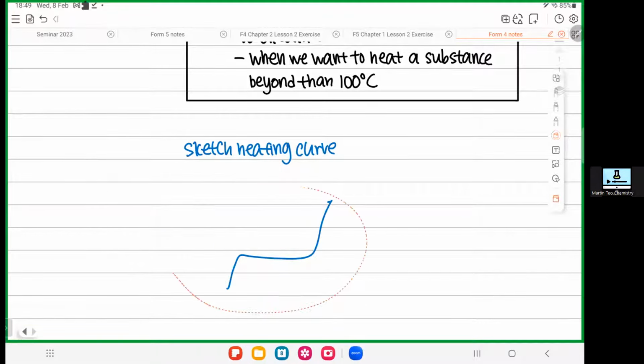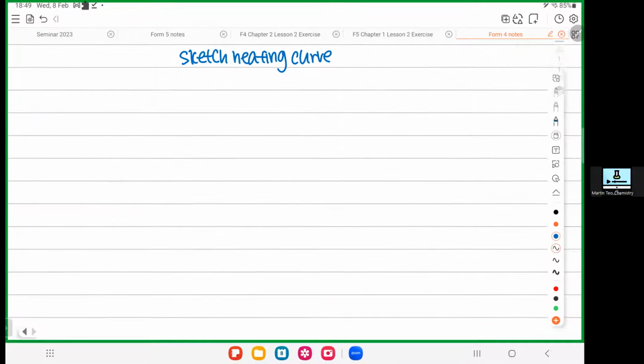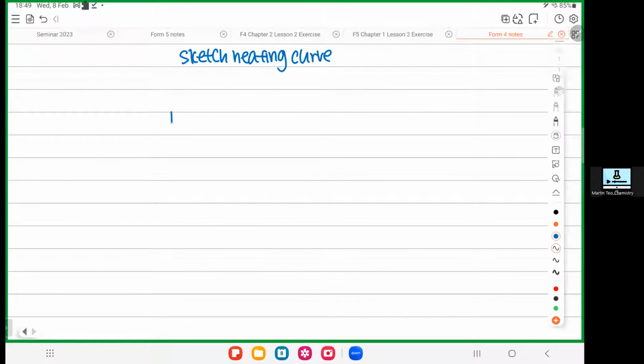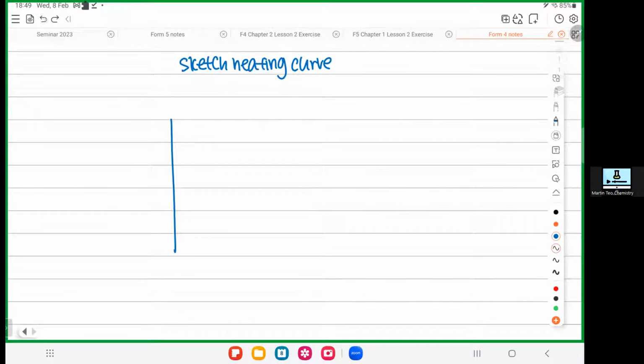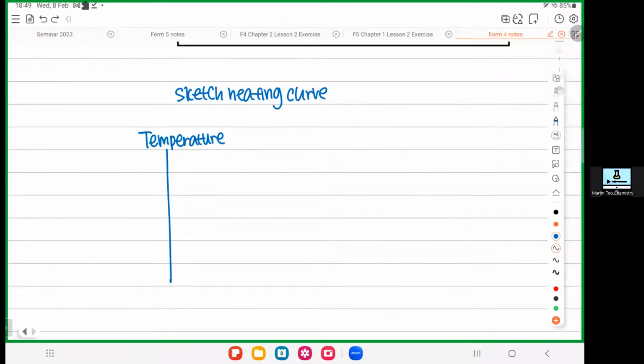Okay, so one of the common mistakes for many people when you come to heating curve is this. You see, heating curve, how to sketch? First of all, the y-axis must be temperature. The unit for temperature is degree Celsius. Okay, so you can put a bracket and put degree Celsius inside, or you can put a slash and degree Celsius. So you must put the unit.